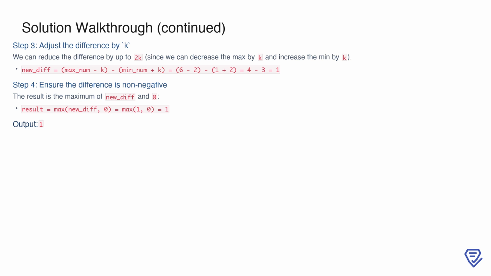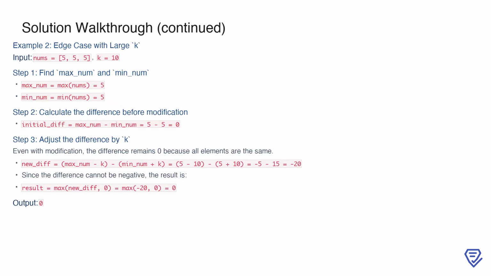Finally, since the difference must always remain non-negative, we take the maximum of this new difference and 0. Here, the result is max(1, 0), which is 1. Therefore, the smallest possible difference for this example is 1.